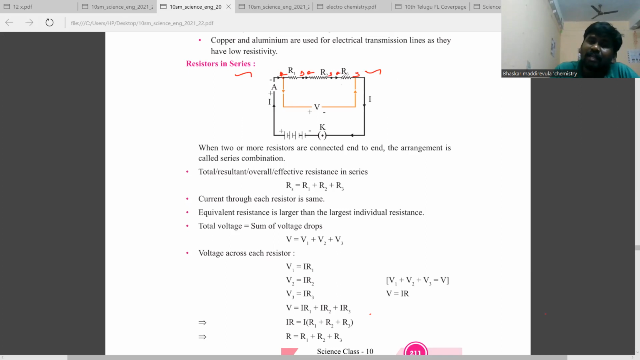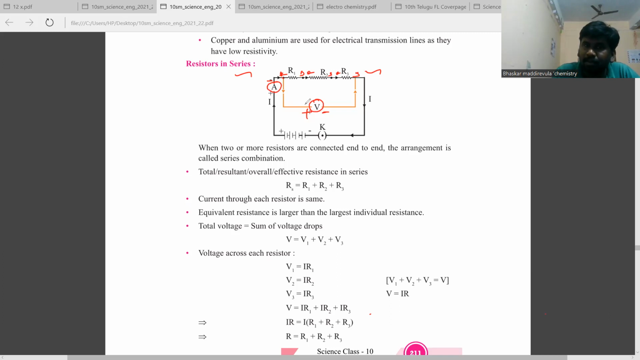These series connected resistors are connected to the cell. To find the potential difference across two points of series connected resistors, we always need to connect the voltmeter in parallel connection. The ammeter we always need to connect in series connection. Now we'll see a simple circuit for resistors in series.